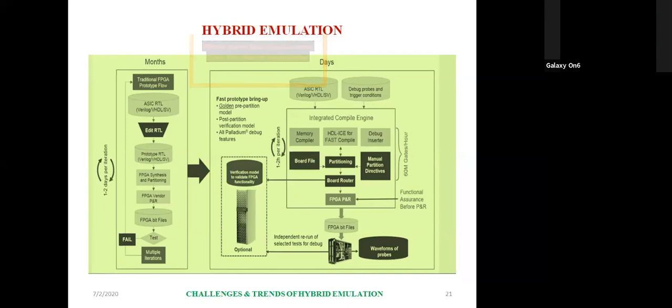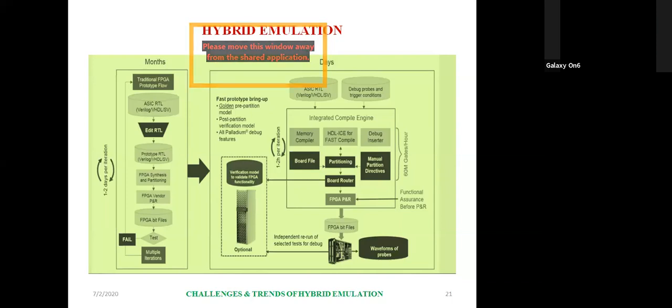Then you go for prototyping, synthesis, placement, routing, everything. Finally, you give a bit stream. So when you go for it, it goes through multiple iterations. When you go for an emulation-like activity, like a hybrid emulation, you can see an ASIC RTL, and you can see a compiling engine, a memory compiler.